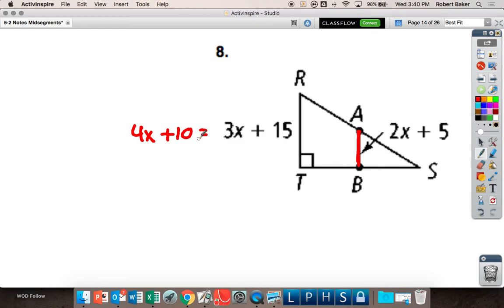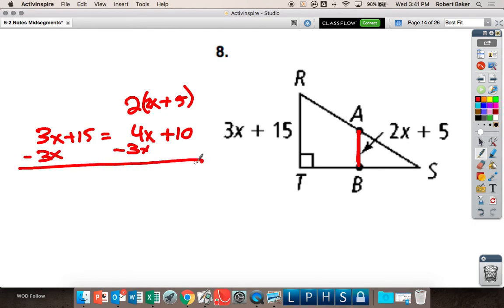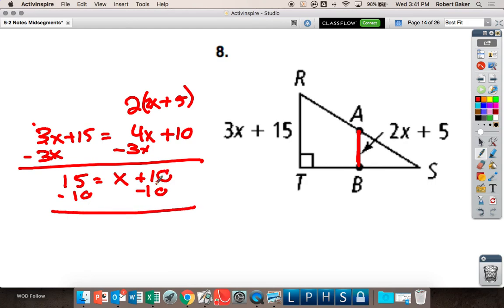Does that kind of make sense? And how'd you get 5 minus 3x on both sides? And subtract 10 from both sides. So x is 5, right?